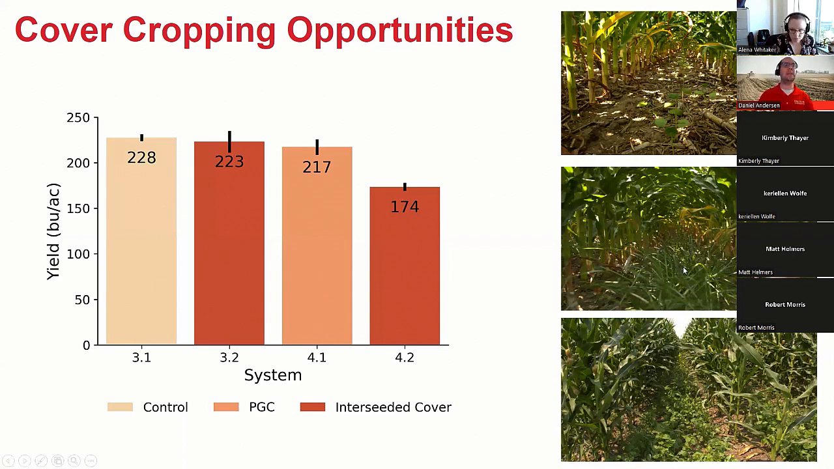It's green in that picture right there because it was our first year and we didn't want to knock it back, but it looked pretty good and it yielded relatively similar. So I'm excited to see where that takes us as we move forward.